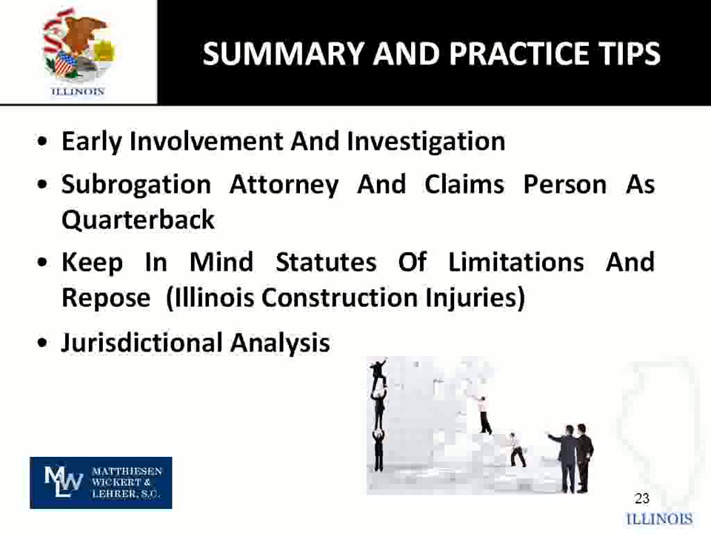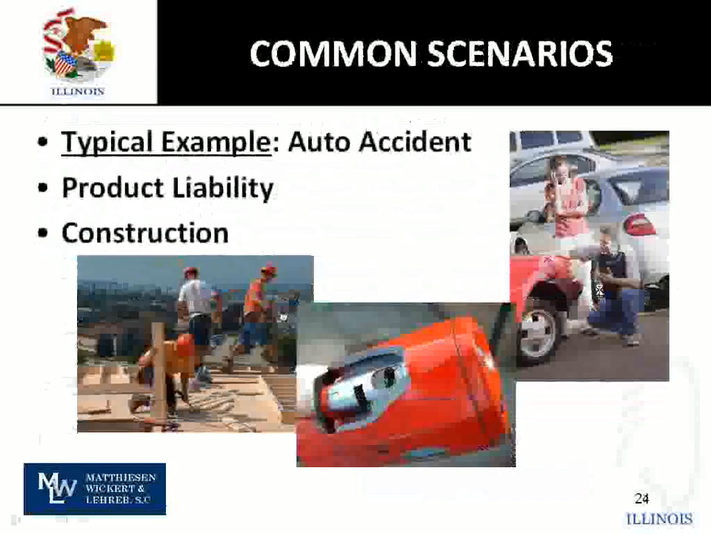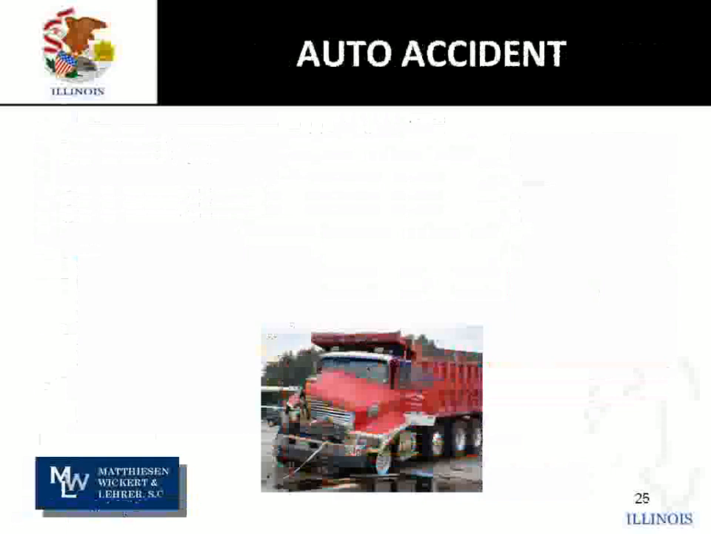So that's also important. We do have a couple of examples, and I know we're getting short on time, so I'm going to breeze through this auto accident example and get right to the product liability and ultimately the construction case, because that's the one we are dealing with, the Kotecki waivers and the Braye and stuff like that.